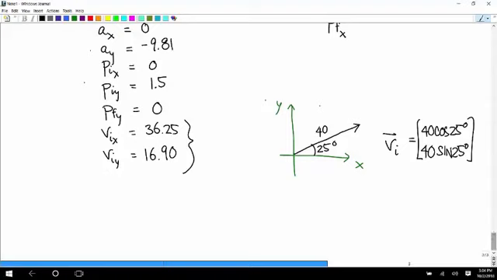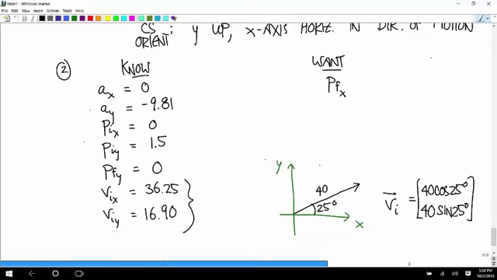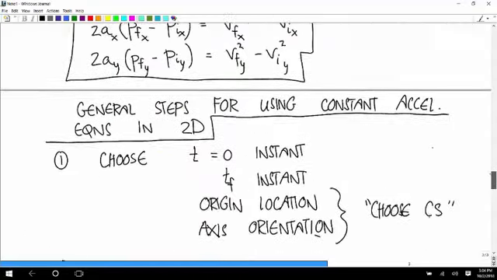Okay, so here's the final state. We want to find pfx. We know all this stuff. So is there any one of those 6 equations that has pfx in it and everything else in it is known? Well, I think there are only 2 of those 6 equations that have pfx, so that narrows it down quite a bit right at the start.